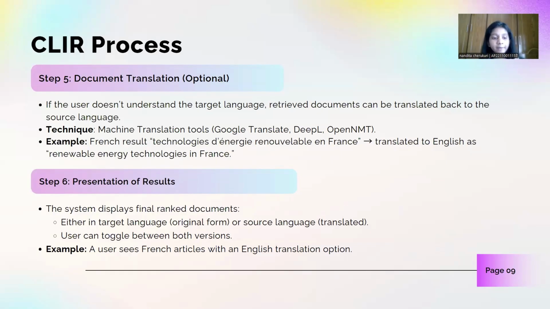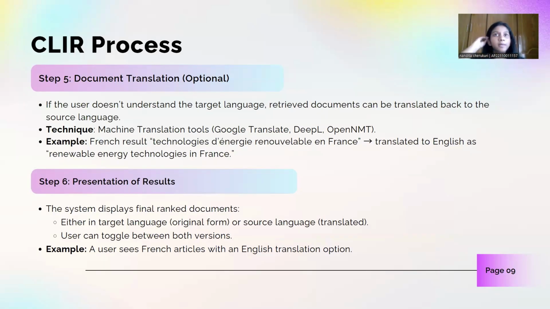And later, the final step would be presentation of results, where the system displays the final ranked documents. It can either be in the target language, that is the language the documents are originally in, or the source language, that is the language I sent the user query in. So the user can toggle between both versions.